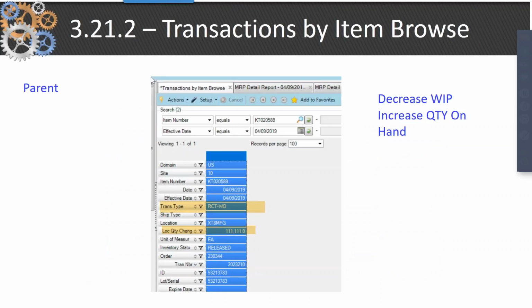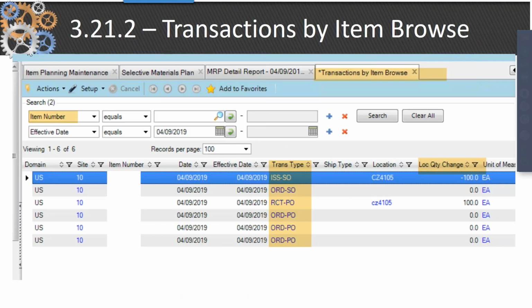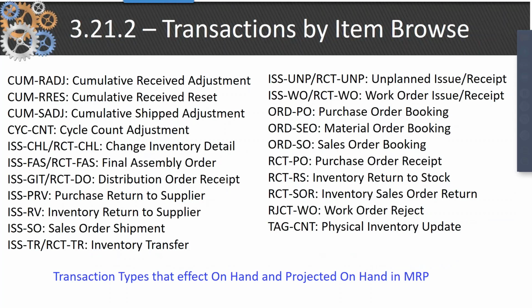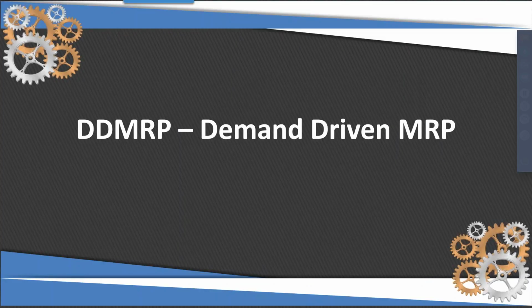You can track all this in 3.21.2. You can see the particular transactions that have occurred. This is going to give you all of the transactions that we just went through, and you should know how each one of these transactions affects the operation of MRP. There are 70 of the transactions that occur in QAD, and 21 of those, these listed, have some kind of effect on MRP. So you should understand all of these transactions and what they can do to your 23.14 or 23.17 process.